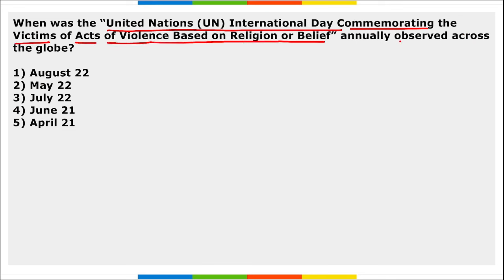Next, when was UN International Day commemorating the victims of acts of violence based on religion or belief annually observed across the globe? It is 22nd of August, right? And this year it was the 6th edition of this day that was observed.